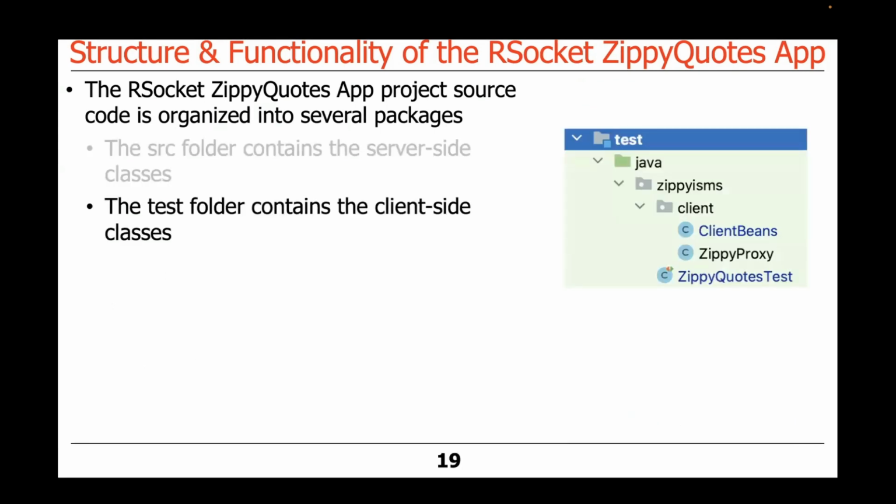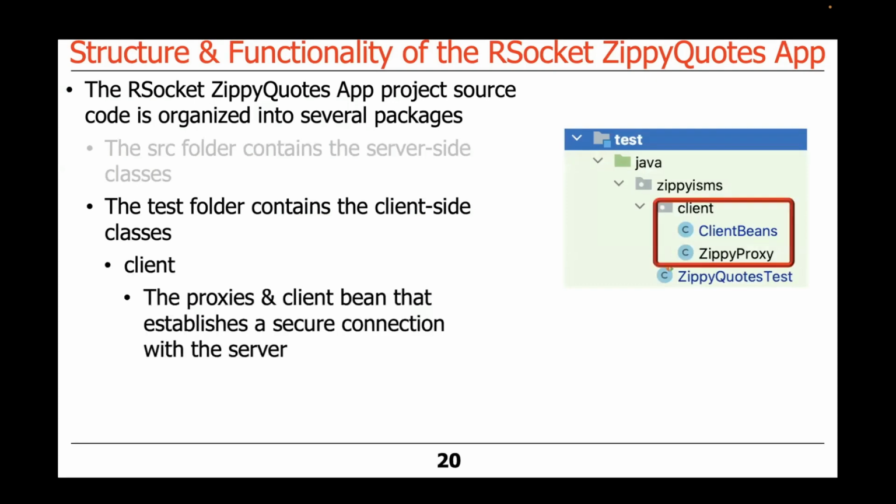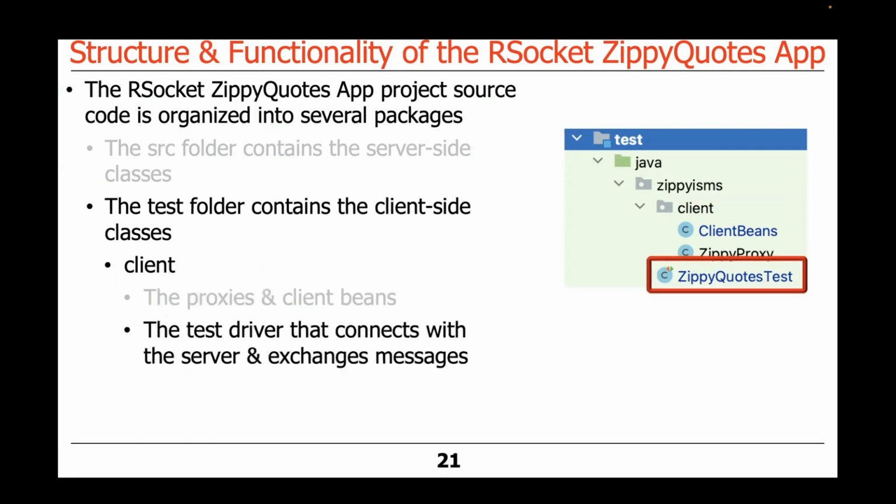The test folder drives the client side of all these things. It's got the client folder, which contains the proxies that we use, because we have to handwrite the proxies. There's no equivalent to HTTP interface or Retrofit for using RSocket, largely because it's not trying to be a remote procedure call. It's trying to be message passing, but we can make it a little easier to program by providing our own little proxies. And then there's a client bean that does all the heavy lifting to establish a secure connection with the server. And we'll spend some time on that because that's really cool.